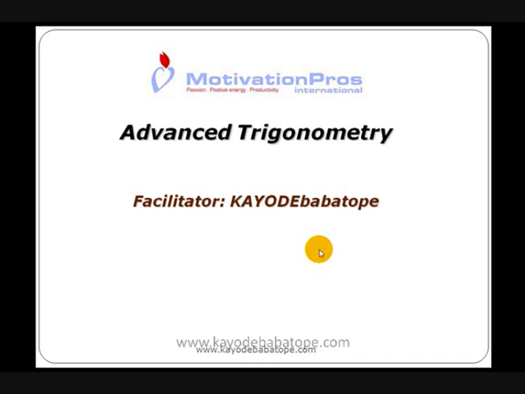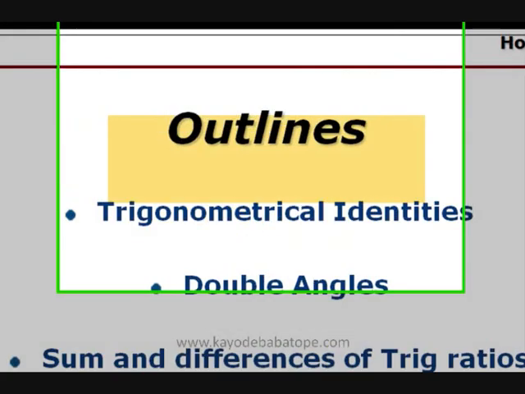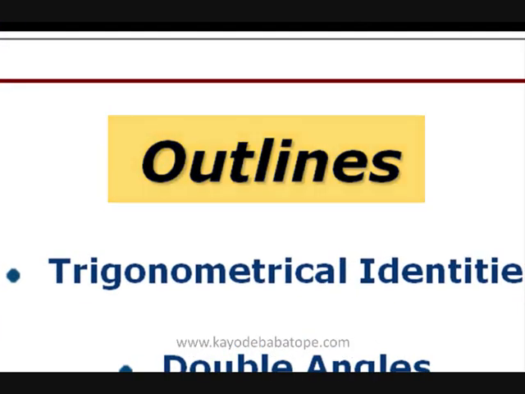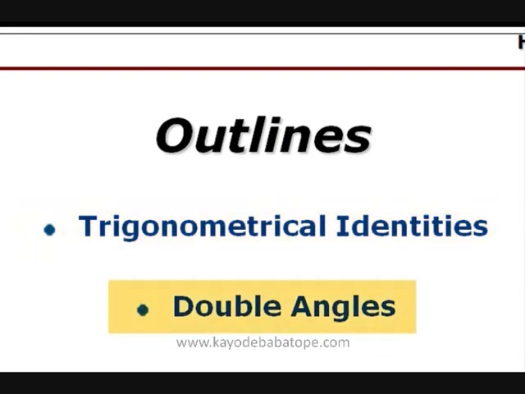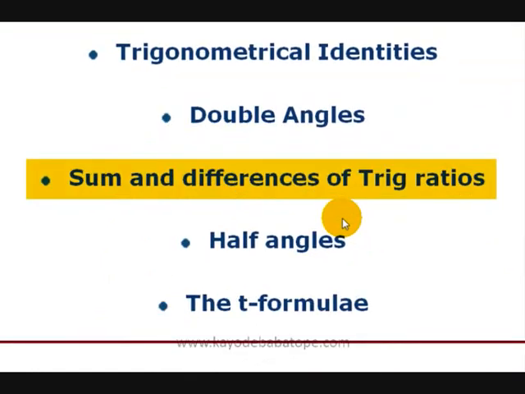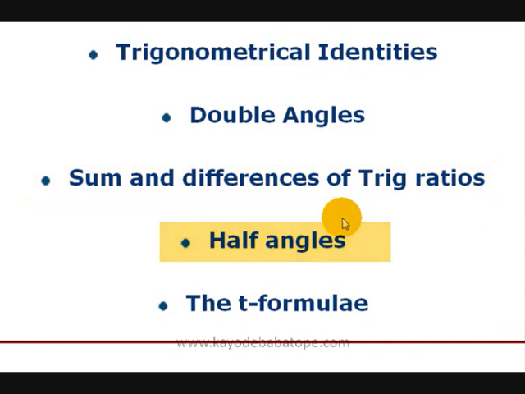It is very good for you to go through this course before the course on advanced trigonometry, because a lot of the things we will be looking at in advanced trigonometry will be based on your prior knowledge and understanding of certain basic concepts of trigonometry. The outline we will be considering in advanced trigonometry are trigonometrical identities, double angles, sums and differences of trigonometrical ratios, half angles, and the T formula.